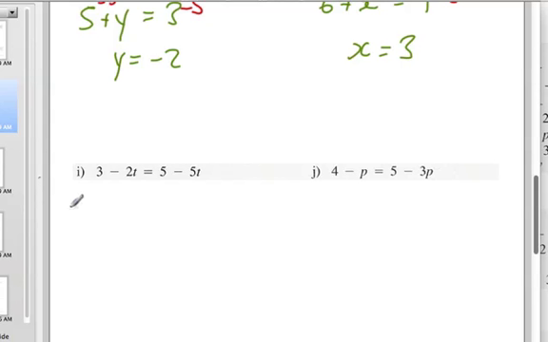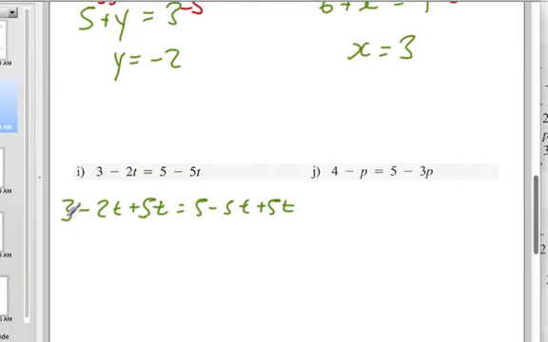Okay. For the next question, we got minus 5t on the right-hand side of the equation, so I'm going to get rid of the minus 5t over here by adding 5t to both sides. So 3 subtract 2t plus 5t is equal to 5 minus 5t plus 5t. So all I've done is added 5t to both sides of the equation.